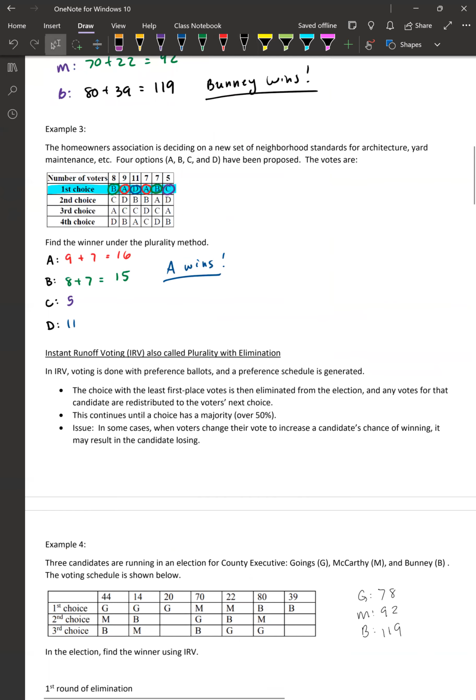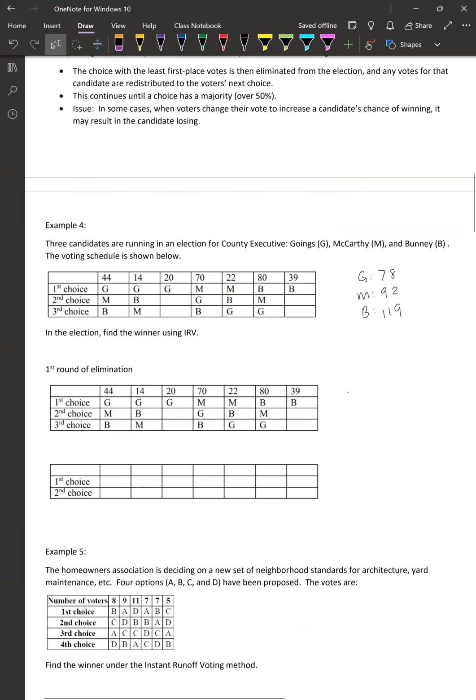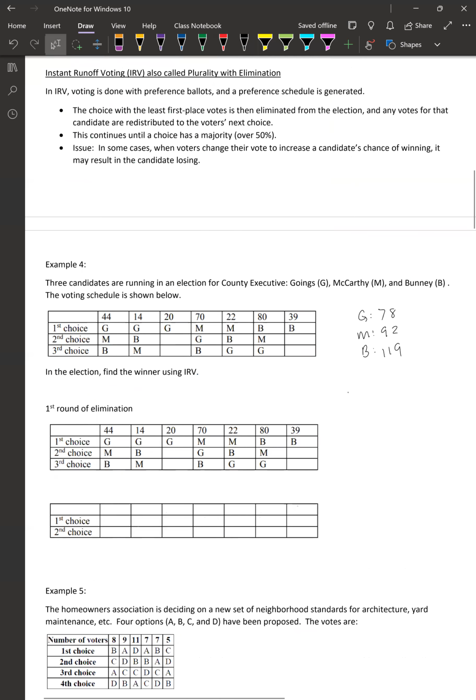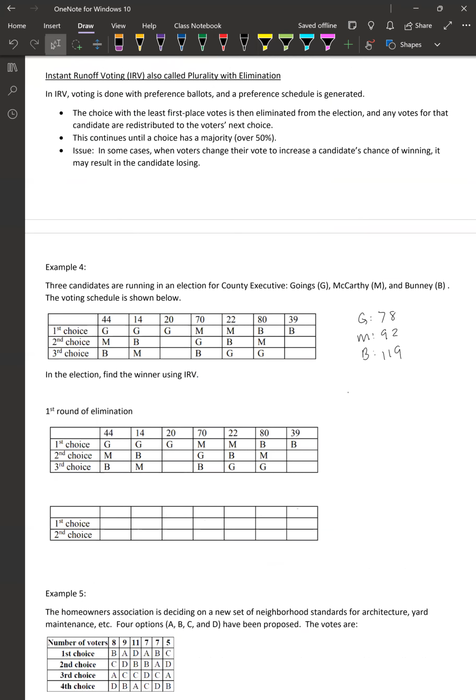Let me just double check. 78. Yeah, okay. And so if you're using just plurality, we had decided that Bunny would have won, right? Because they had the most first place votes. But now we're doing plurality with elimination or instant runoff voting. So that's a little bit different. Now, if you remember, it said that with plurality with elimination, you're going until somebody has over 50%.